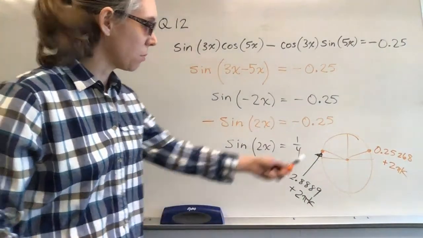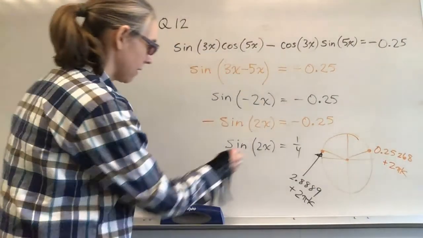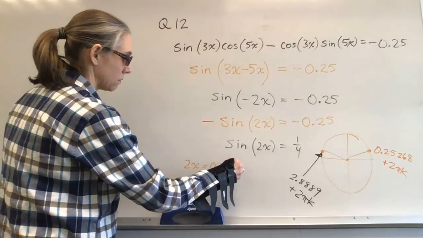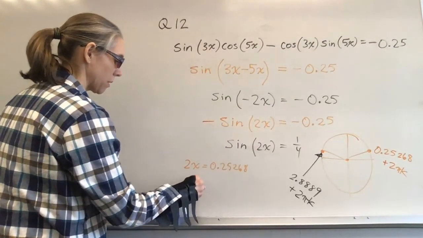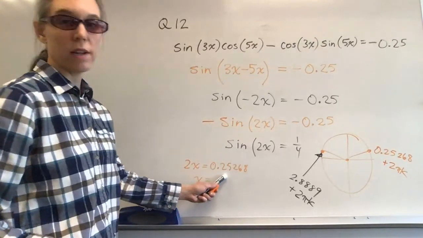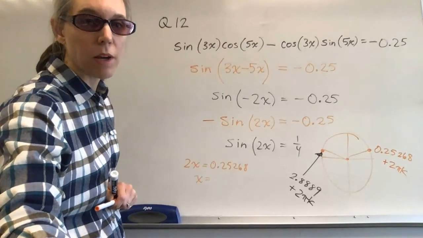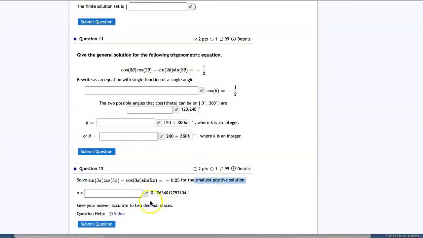So we just take the 0.25268, set it equal to 2x, divide that number by 2. And what is this number when you divide it by 2? The number we saw on My Open Math, which is 0.1263, yada, yada, yada. All right, so that's it for My Open Math.